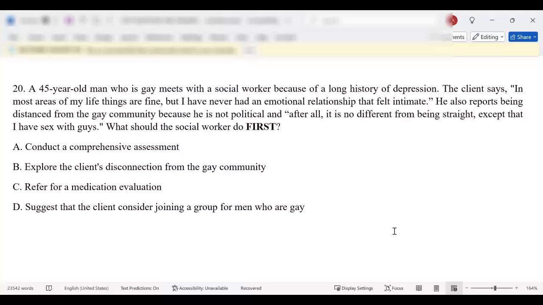A 45-year-old man who is gay meets with a social worker because of a long history of depression. The client says, "In most areas of my life, things are fine, but I never had an emotional relationship that felt intimate." He also reports being distanced from the gay community because he is not political and, "after all, it is no different from being straight, except that I have sex with guys." What should the social worker do first?